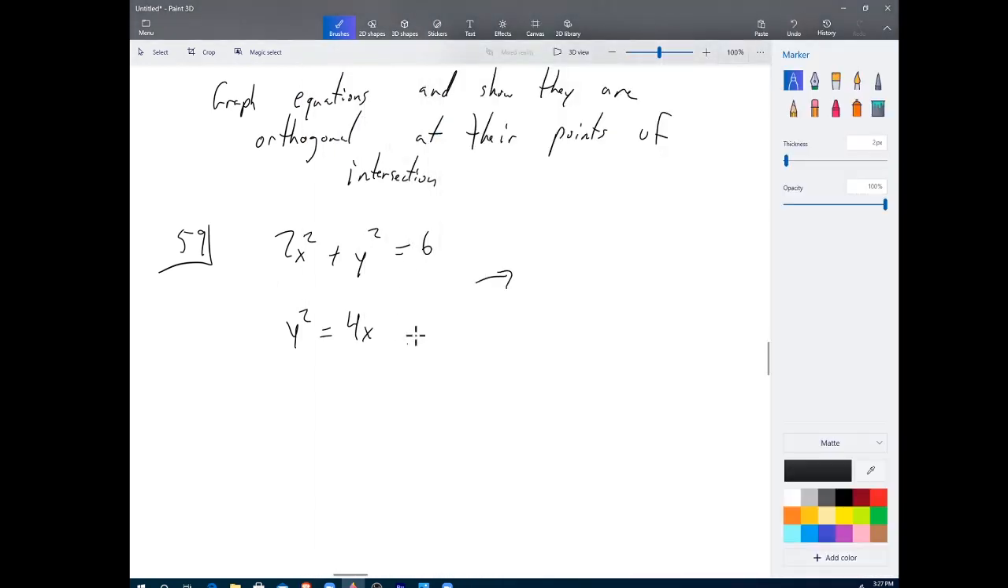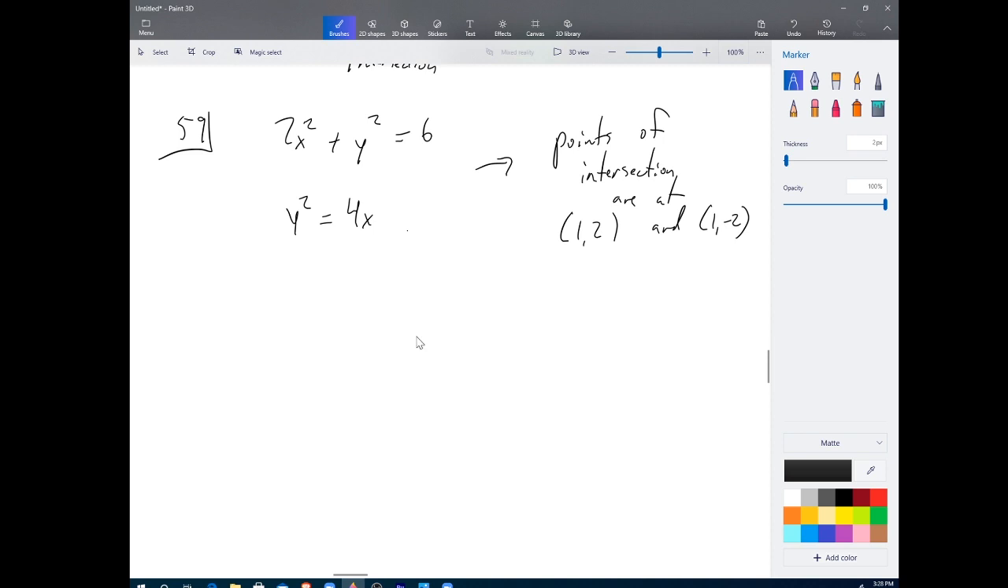So, we just found the points of intersection are at (1, 2) and (1, -2). I want to compare the slopes of, we'll do the tangent line. I think that would be easier, no point in doing a reciprocal. And I'm going to take the derivatives of each of these separately, and then we'll show if they are orthogonal to each other that way.